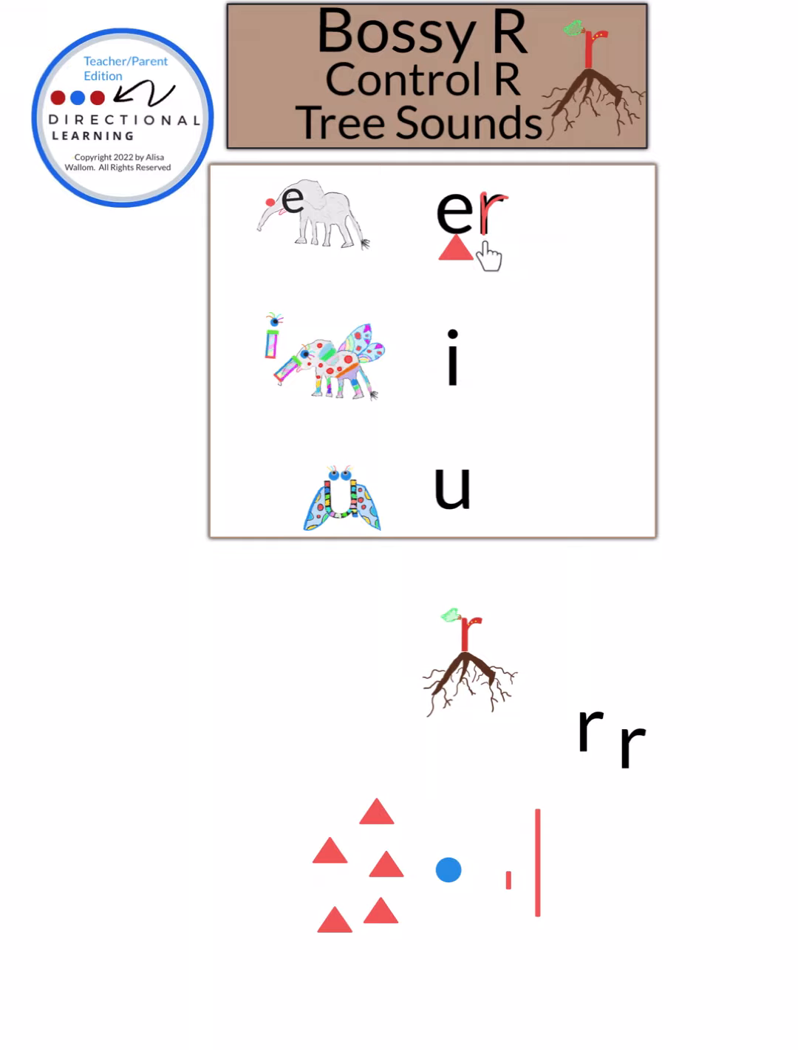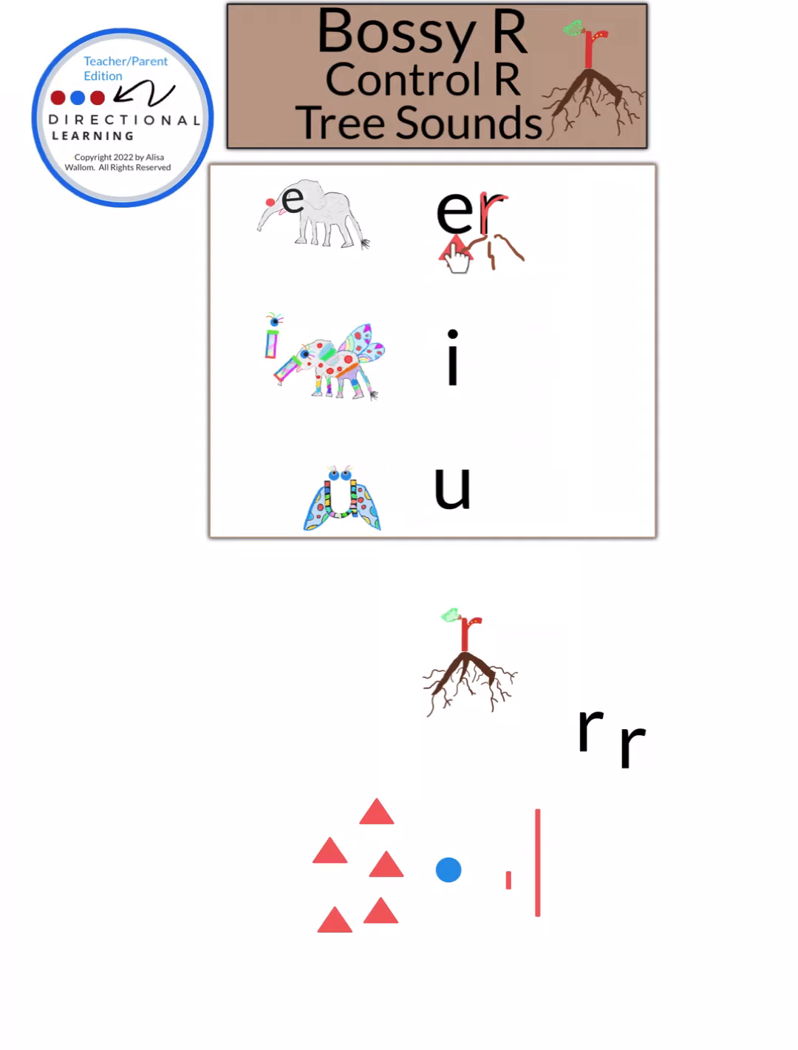Next, I tell them that we're going to give the tree roots. So I give them a brown pen and I have them make roots for the tree. Nothing fancy, just some roots. They could be straight lines, but I do tell them to make the root touch the elephant side.